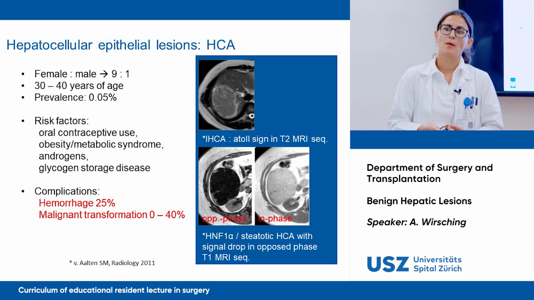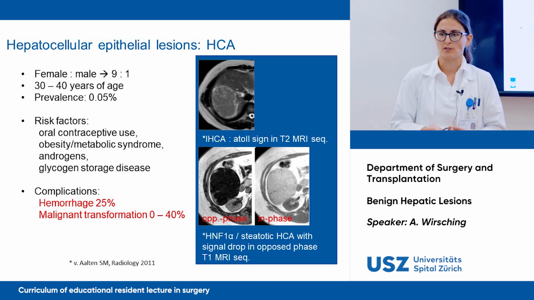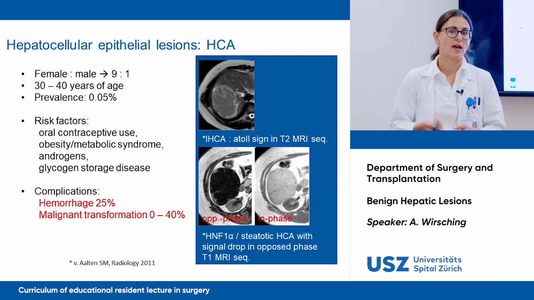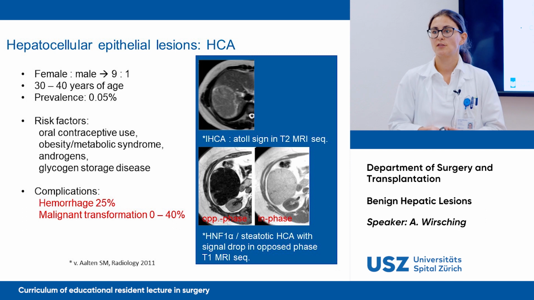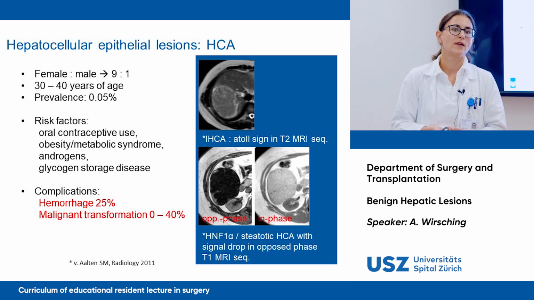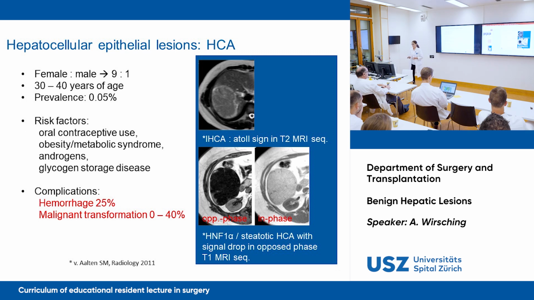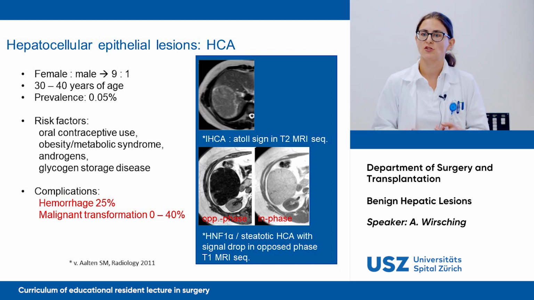Hepatocellular adenomas are important because they can have complications. In 25% of cases, those lesions can lead to hemorrhage, and they can also have malignant transformation. This is why we have to differentiate them from other benign lesions in order to plan the treatment. Unfortunately, those lesions can, unlike FNH, not always be diagnosed right away from radiology.